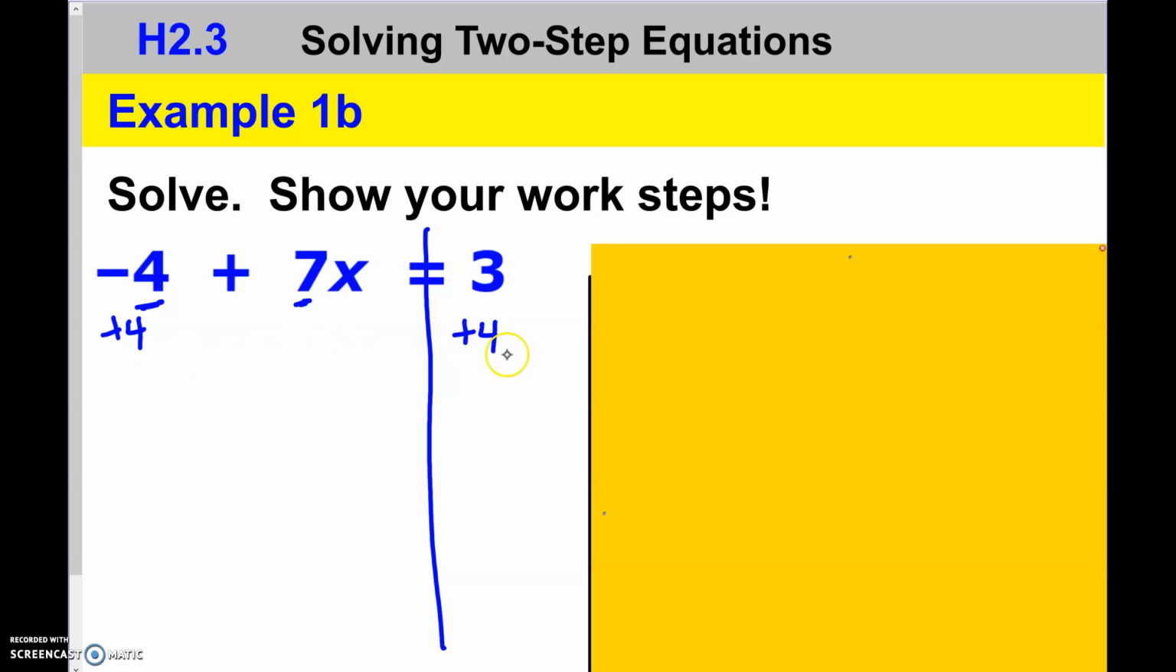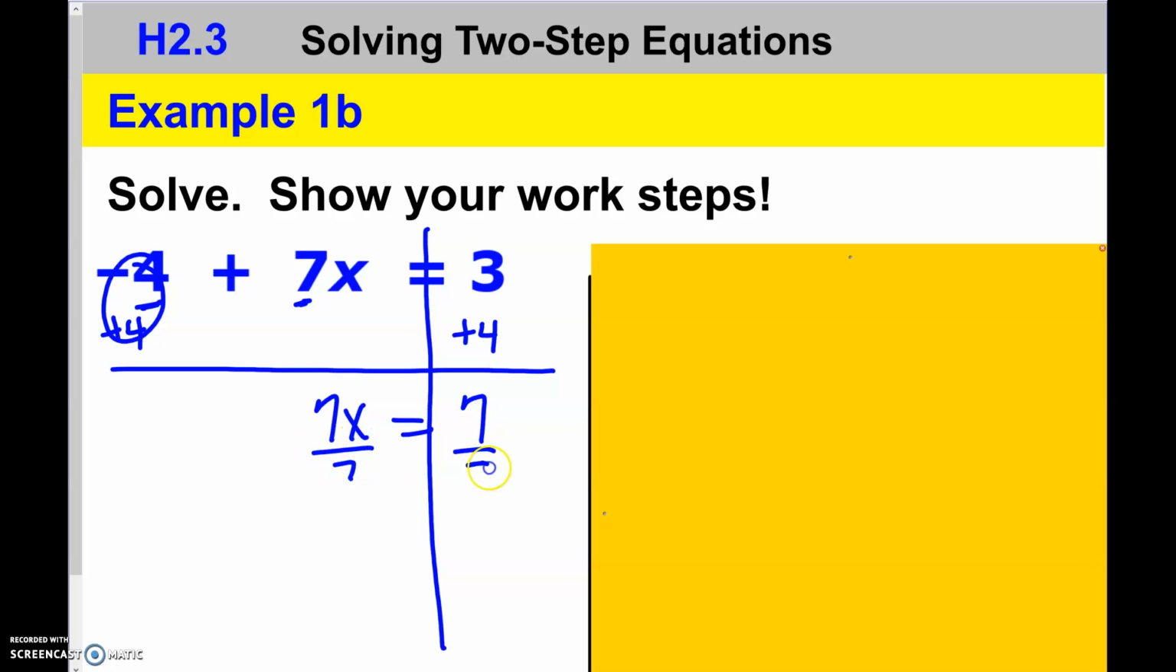And notice I went all the way over to the other side. Negative 4 plus 4 cancels out, and we're left with 7x equals, and 3 plus 4 is 7. 7 times x, the opposite of times is divide. So we're going to divide both sides by 7. So this is going to cancel out to be 1x. So we're just going to write x equals, and 7 divided by 7 is 1.